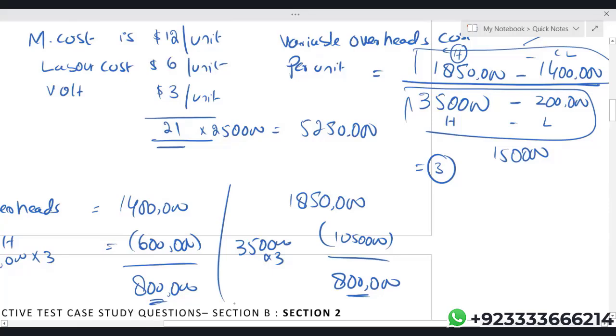So how to calculate the fixed overheads? Take the total semi-variable cost at any activity level, then simply deduct the variable cost. So obviously the balancing figure will be the fixed overheads, the fixed cost.